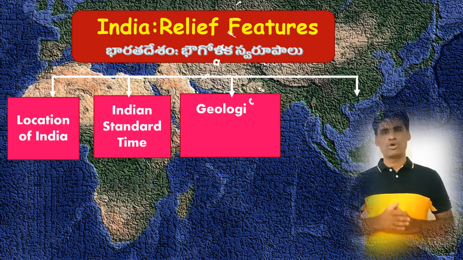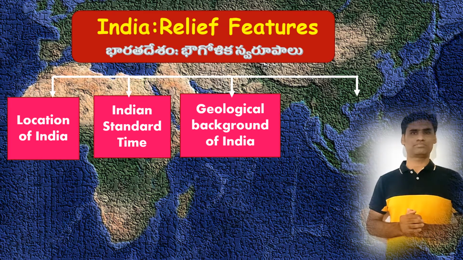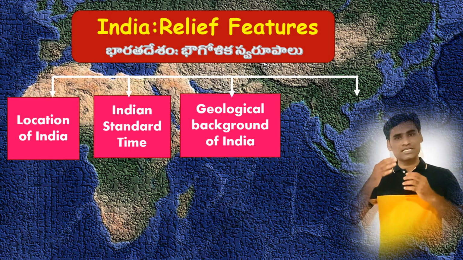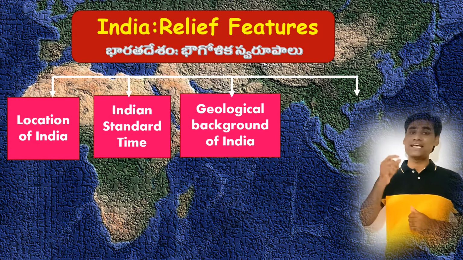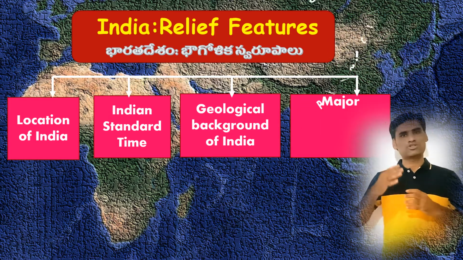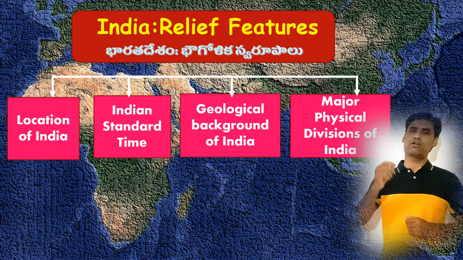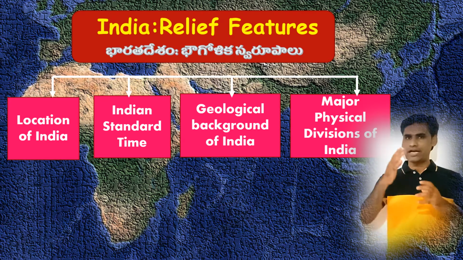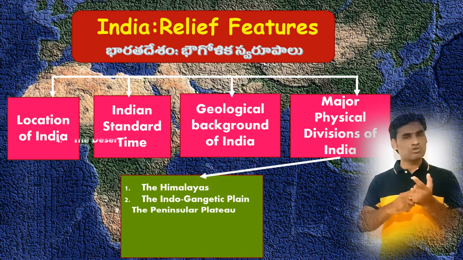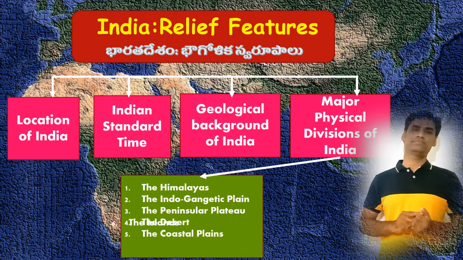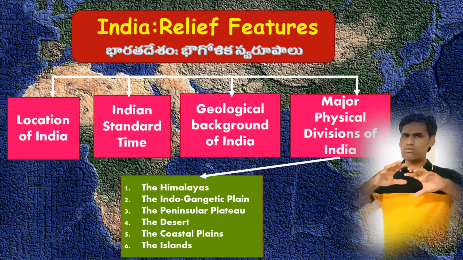In this concept, we are going to learn how India landmass was originated and how the physical features of India were formed. The fourth concept is the major physical divisions. In this concept, we are going to learn 6 major physical features or physical divisions of India. They are the Himalayas, the Indo-Gangetic Plains, the Peninsular Plateau, the Thar Desert, the coastal plains, and the island groups. This is the overall view of this lesson.